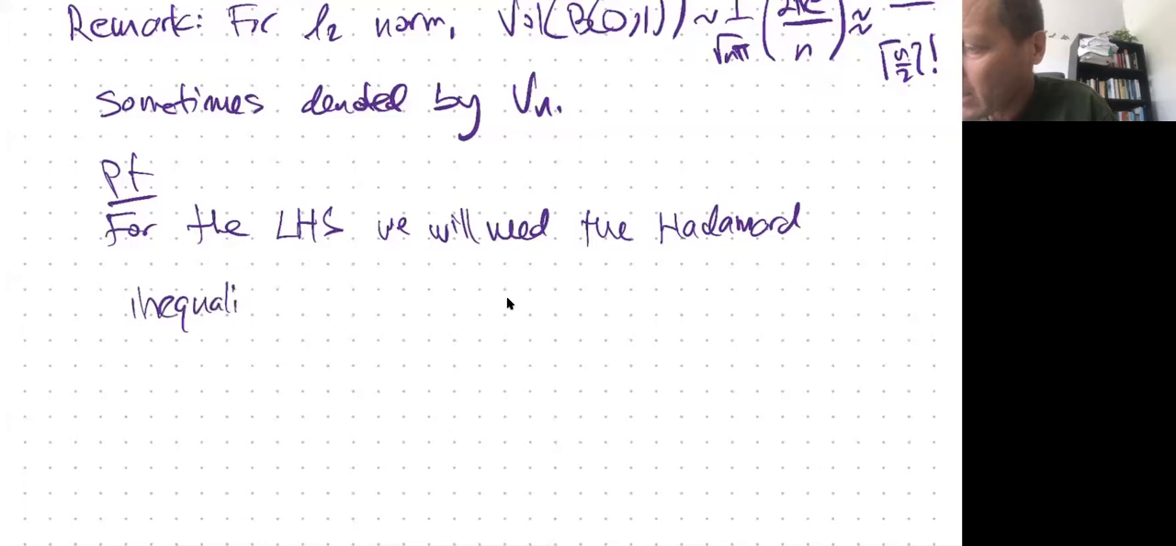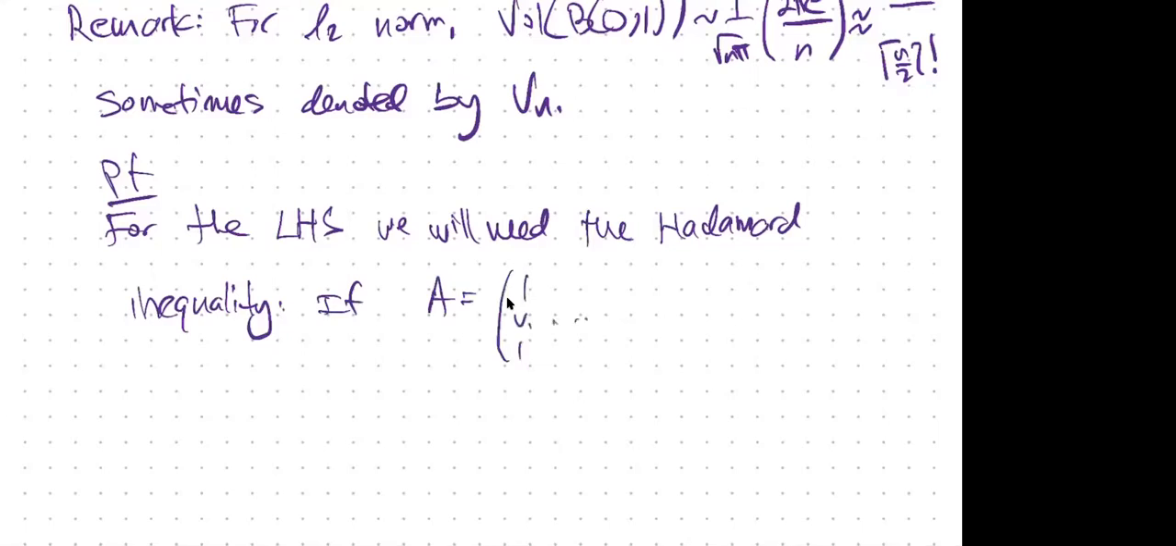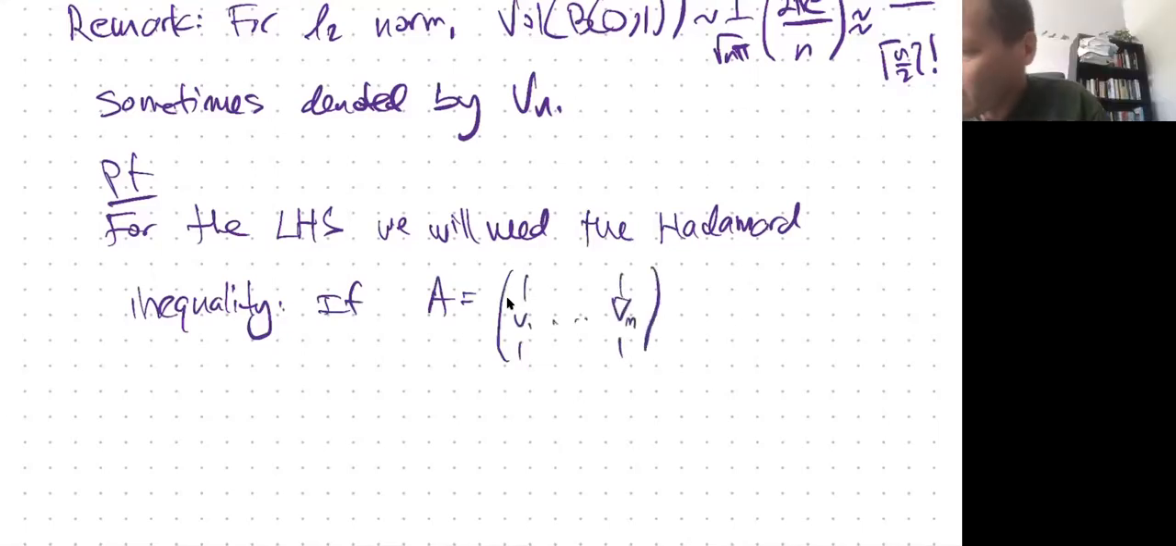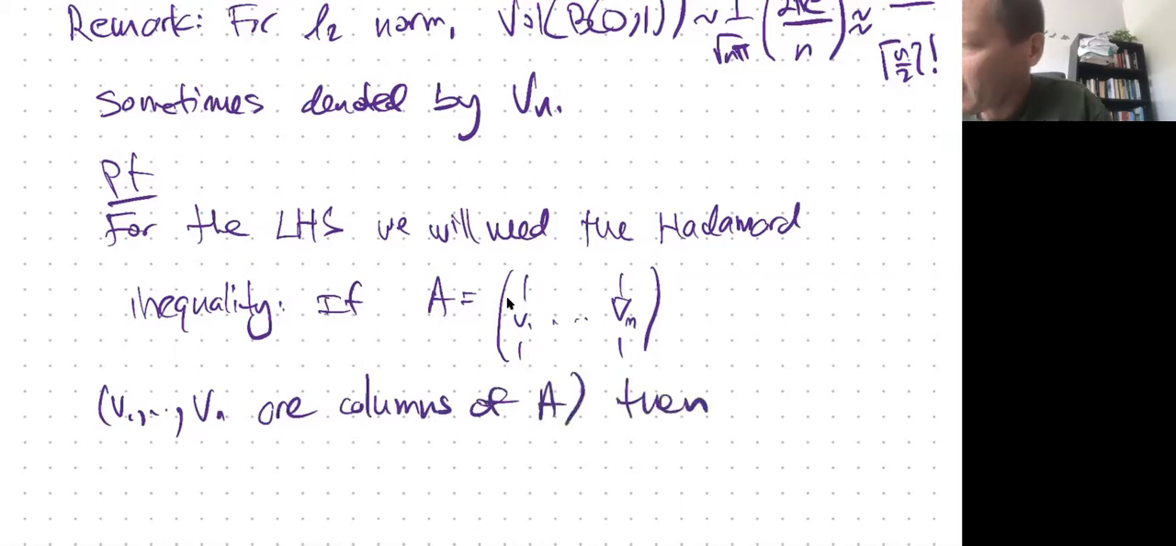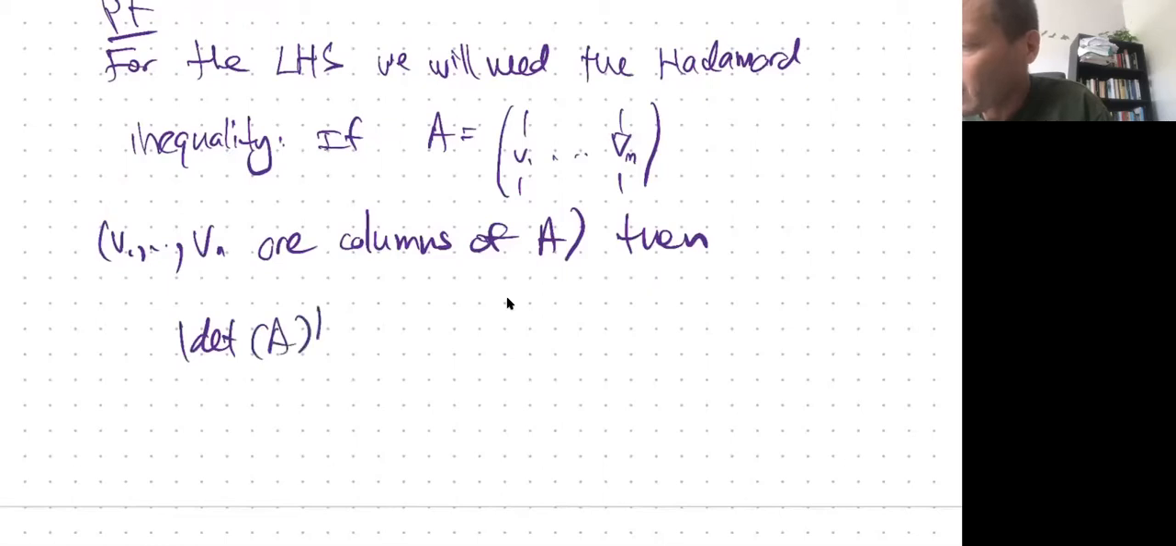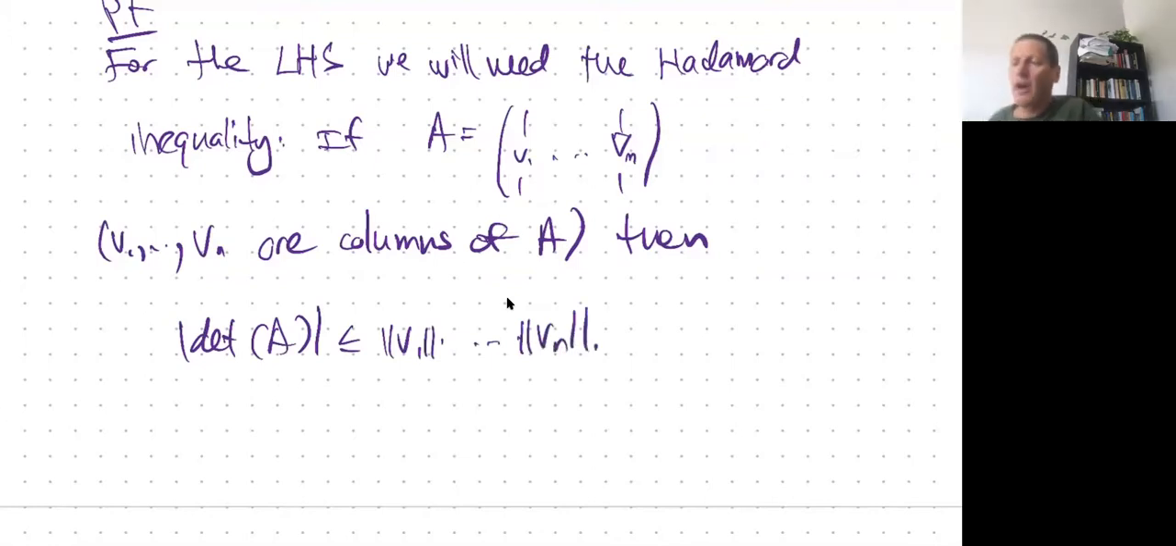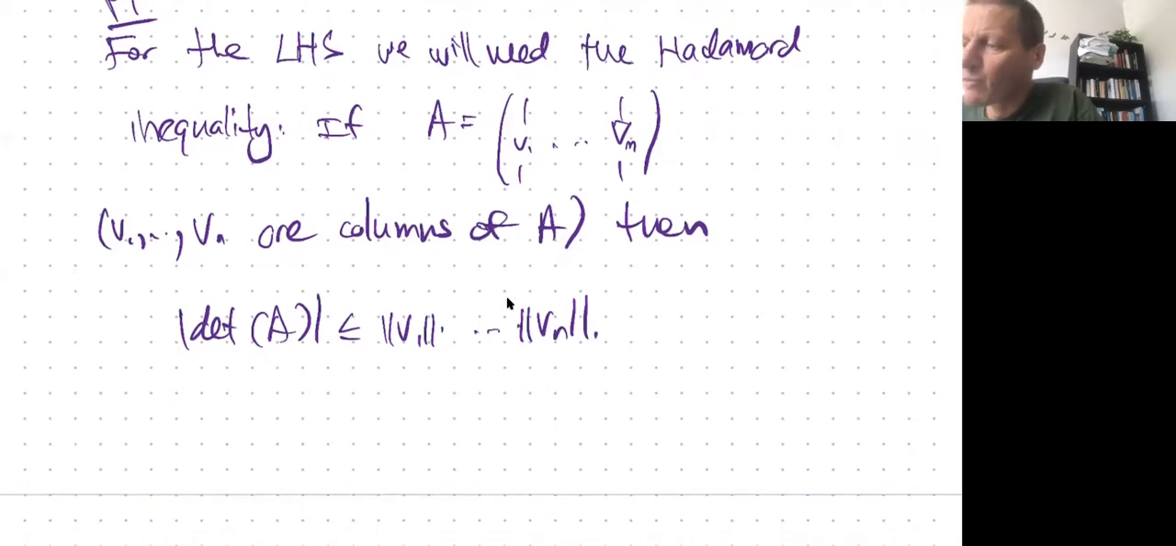If A is a matrix whose columns are vectors, so V1 up to Vn are the columns, then the absolute value of the determinant of A is less than or equal to the product of the lengths of the columns, the L2 norm of the columns. This is easy, you can take this as an exercise, and we'll be proving it as part of a more general formalism later.